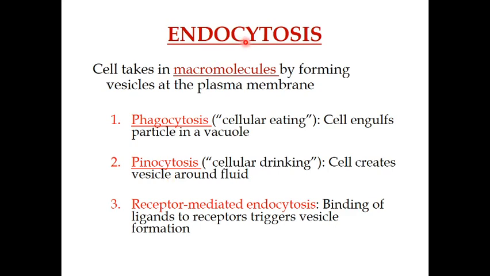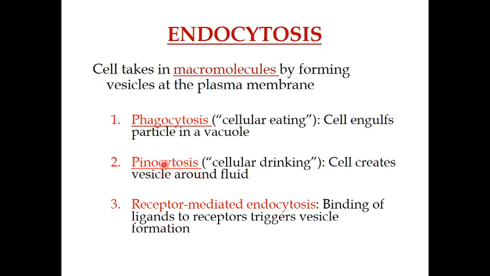And now there is another phenomenon, endocytosis. You can easily understand exocytosis is exporting, endocytosis is something like importing. The cell takes in macromolecules by forming vesicles at the plasma membrane. There are three specific processes under endocytosis. Just remember all these processes, they are important. Phagocytosis, we call it cellular eating. There is a very simple picture in the next slide, you can easily understand, but try to memorize now itself. Phagocytosis is something like cellular eating. The cell engulfs some particles in a vacuole and that can enter inside the cell.